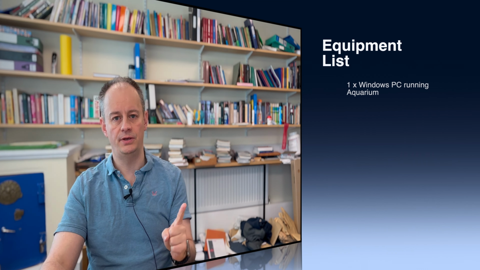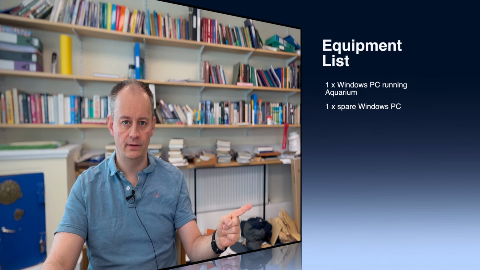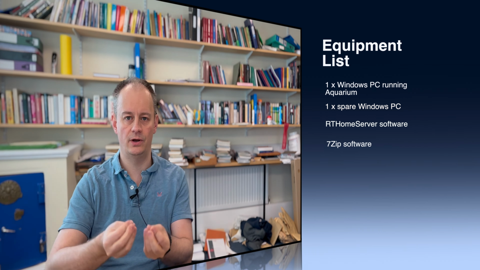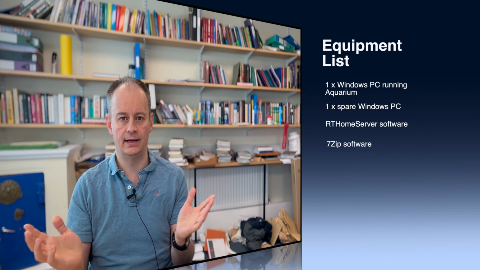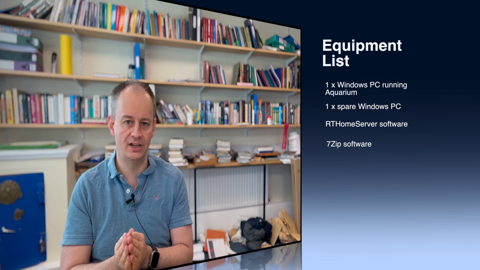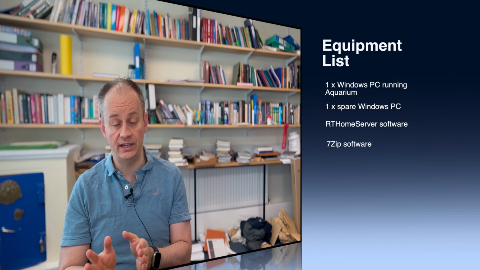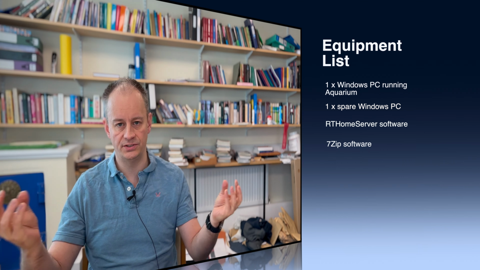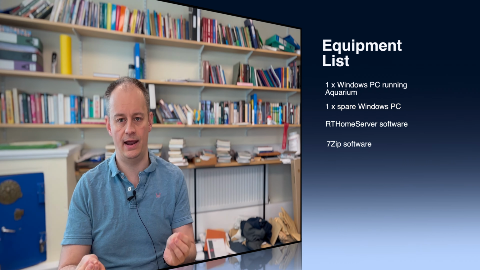Now, you do need some equipment for this. You need to have one Windows computer running Aquarium. That's a must. And you need to have a spare computer to be able to network to it. If you haven't got that, we can't proceed any further. There's also some software which you almost certainly won't have, which you will need to download, but I'll come to that later on. And you want the two computers that you want to connect to be on the same network.